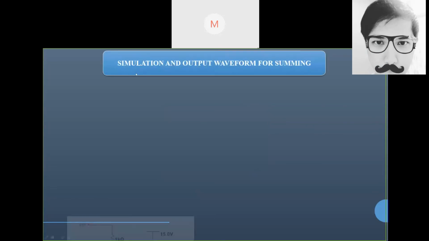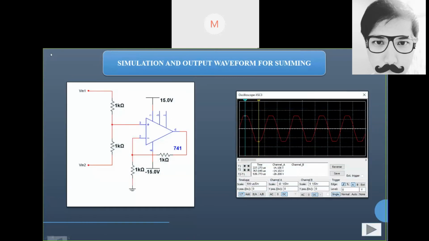Thank you, Katie. Assalamualaikum warahmatullahi wabarakatuh. My name is Muharram bin Mazil. Today, my part is to explain about simulation and output waveform for summing. This is the circuit diagram for the summing, which we use from oscillator 1 and oscillator 2. Okay, this is an oscilloscope waveform that we want to get.